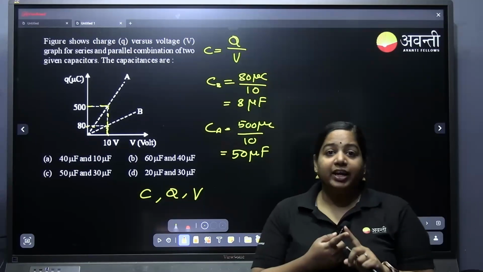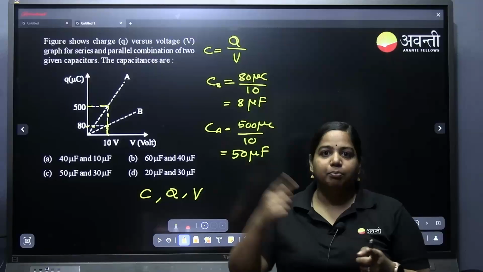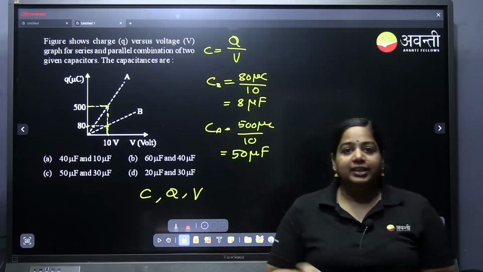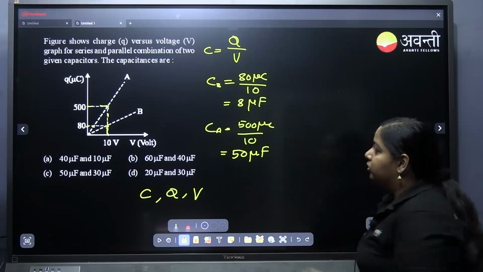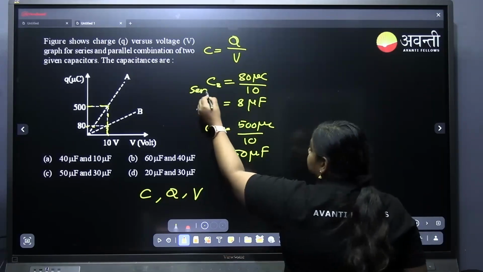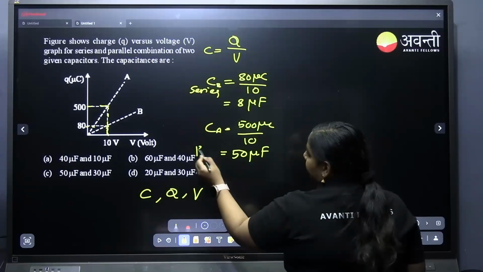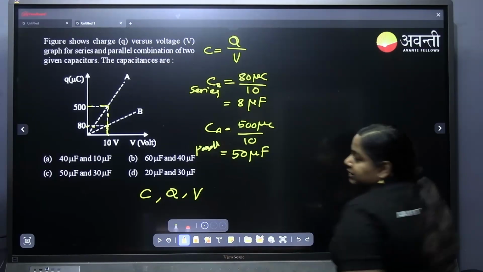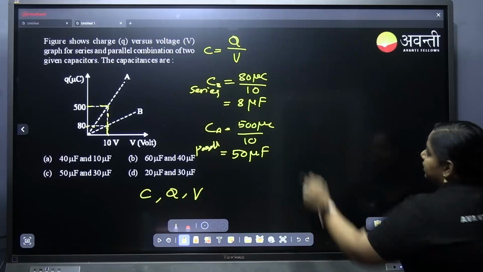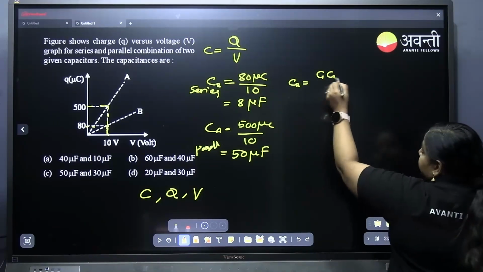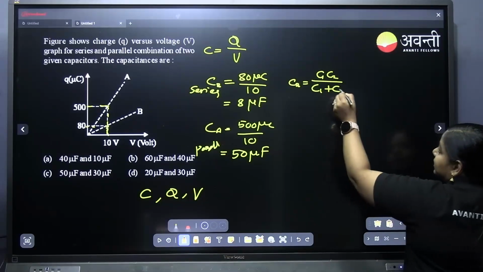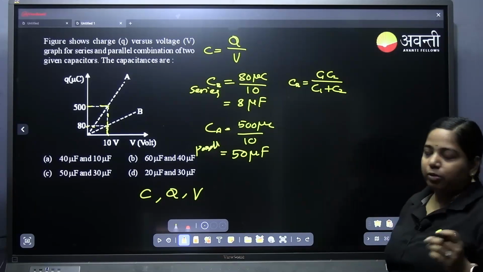Capacitance increases when connected in parallel, right? Because C1 plus C2 will come. And in series connection, 1 by C1, 1 by C2, it will be small value. So this is series connection and this is parallel connection. Same two capacitors, which means we can say CB is equal to C1 C2 divided by C1 plus C2, series combination.